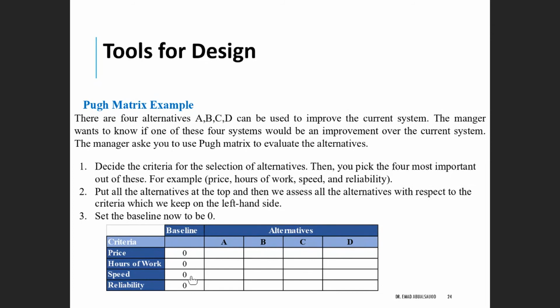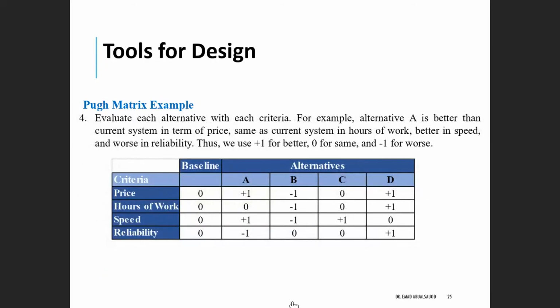So for the baseline, we put zeros here as the baseline that you are referring to, and you compare, let's say, alternative A and the price, and alternative A with the hours of work. Let's see here in the next slide. Here it shows how we do that.